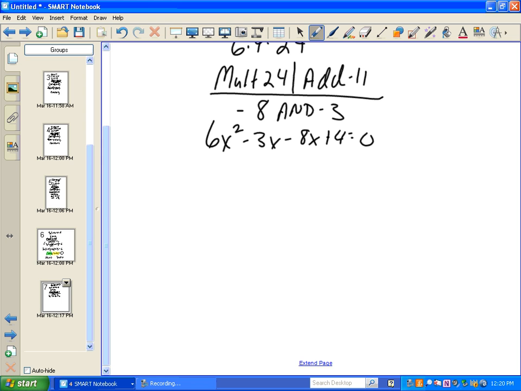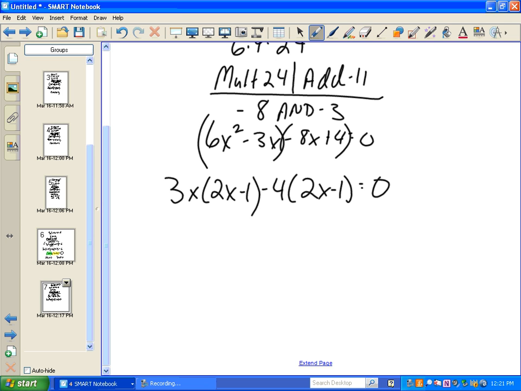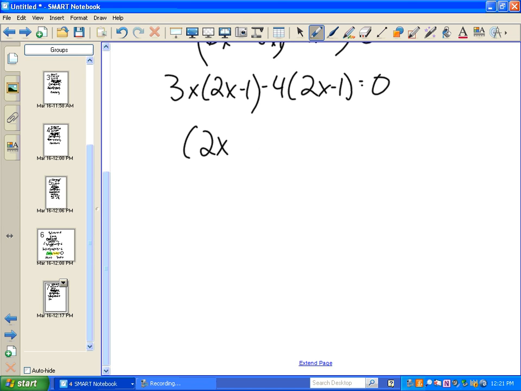Okay. We group. Jordan, 6x squared minus 3x. What do they have in common? Good. What's left? Good. Elena, negative 8x plus 4. What do they have in common? What type of 4? Negative 4, because this front number is negative. Left with 2x minus 1. Take out the 2x minus 1. And we're left with 3x minus 4 equals 0.